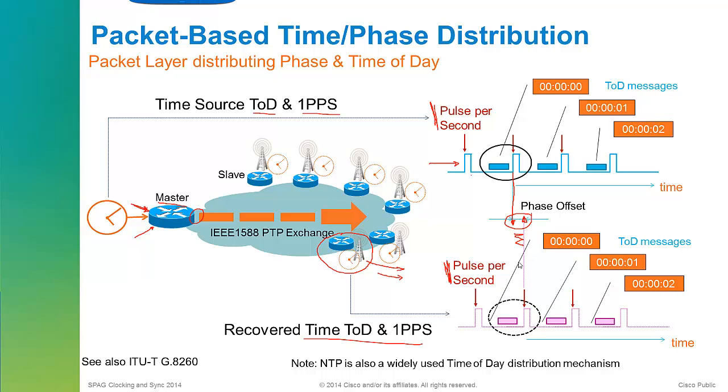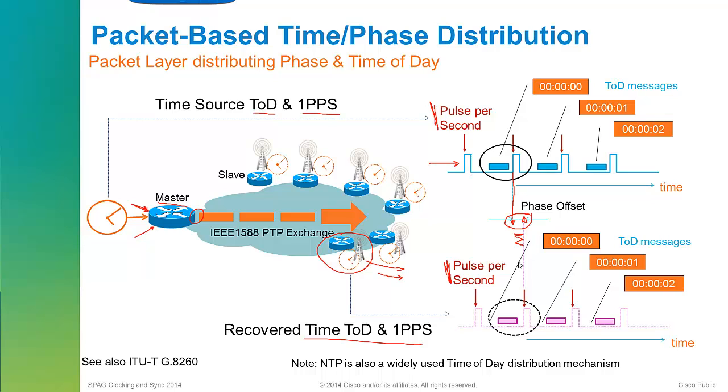I think I should just point out NTP is probably the most widely used time of day distribution mechanism. Most commonly NTP v2 or v3 is what's used to distribute time of day amongst your routers and PCs and your iPhones and so forth.